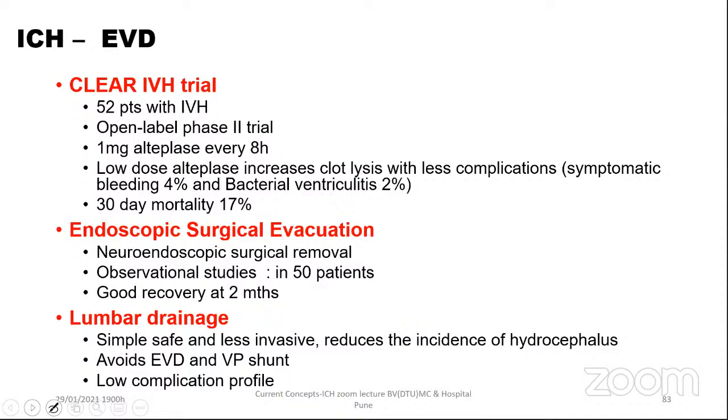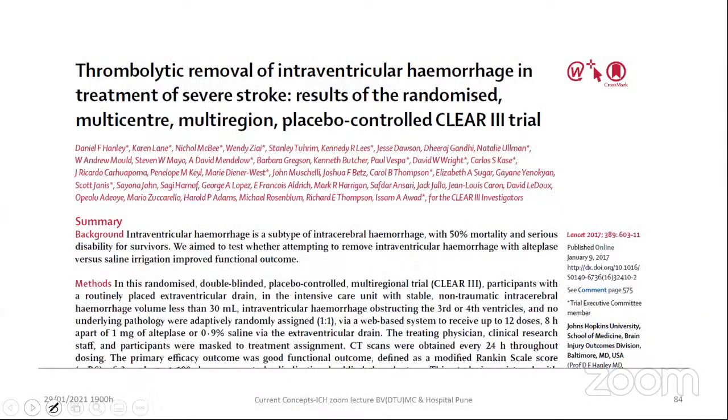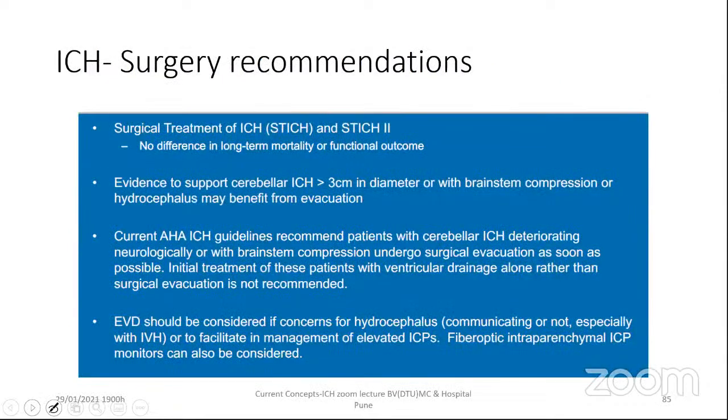The CLEAR IVH trial was done in 52 patients with IVH, an open label phase 2 trial, endoscopic surgical evacuation, lumbar drainage. After that they did the CLEAR 3 trial, and CLEAR 3 also did not show any difference between the two treatment groups, it's an RCT, but it proved that it is safe. So maybe more number of cases have to be done. So surgery recommendations: surgical treatment of ICH, STICH and STICH 2, no difference in long-term mortality or functional outcome.